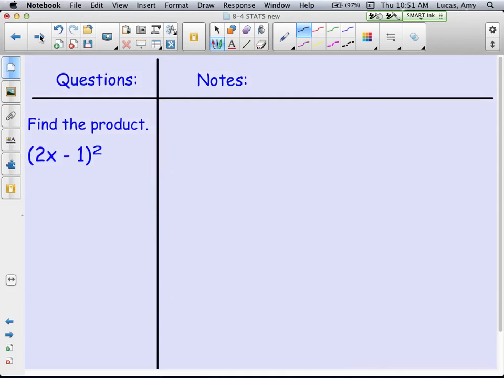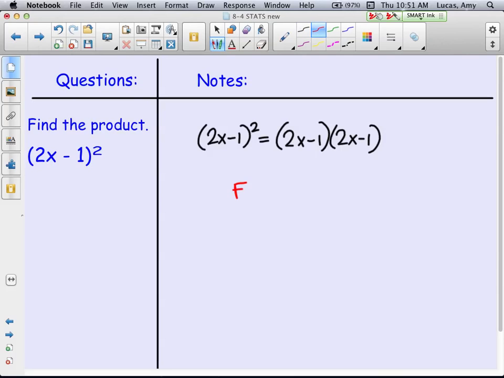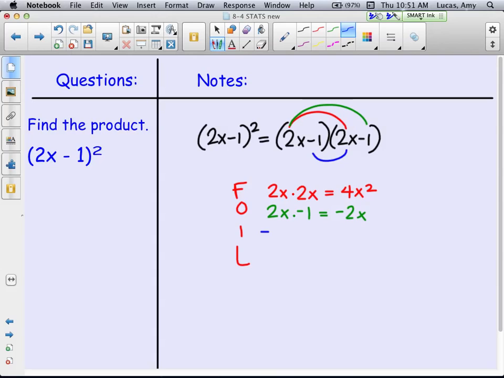Next one, 2x minus 1 squared. So that means 2x minus 1 times another 2x minus 1. FOIL it. First terms, 2x times 2x would be 4x squared. Outside, 2x times negative 1 is negative 2x. Inside, negative 1 times 2x again is negative 2x. And then last, negative 1 times negative 1 is positive 1.